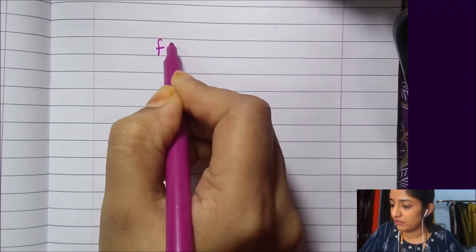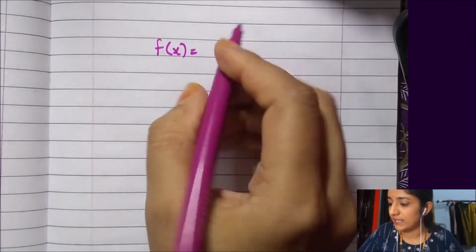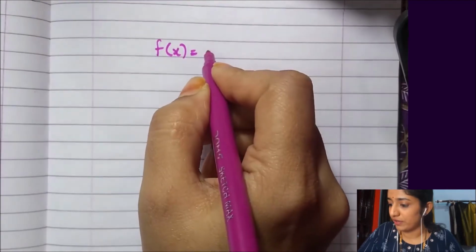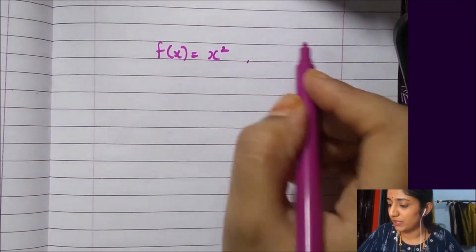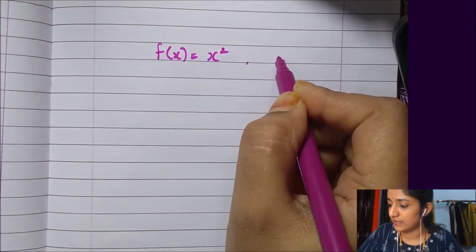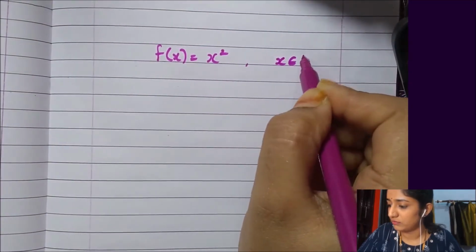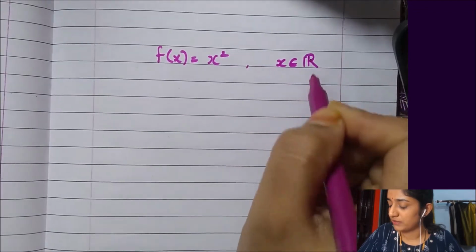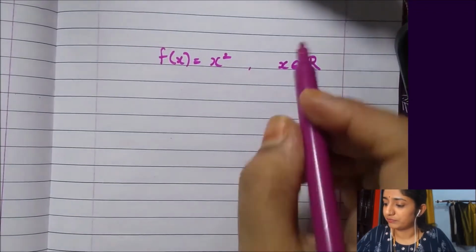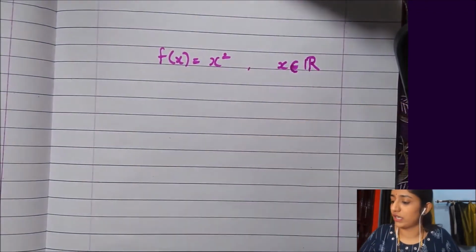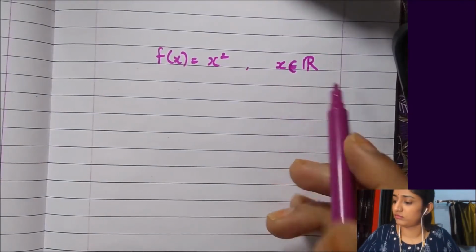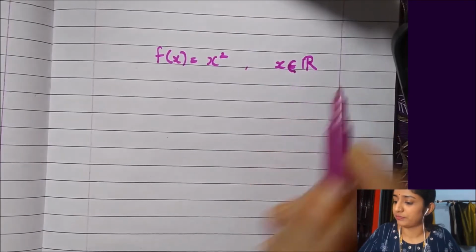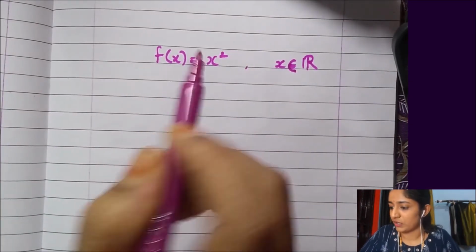Let us see an example. Let's take the functions that you have already seen. This is a square function, okay, and we are taking the domain to be, let's say, x is coming from real numbers. Okay, x is a real number. Right. So f(x) equal to x square.